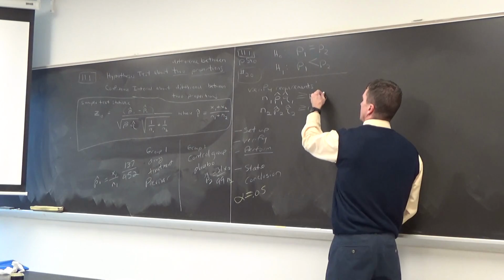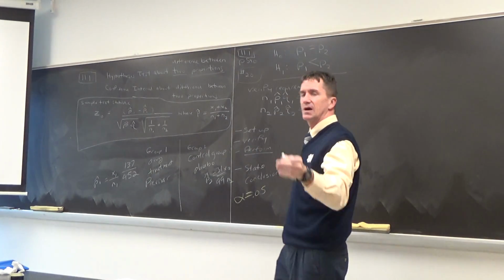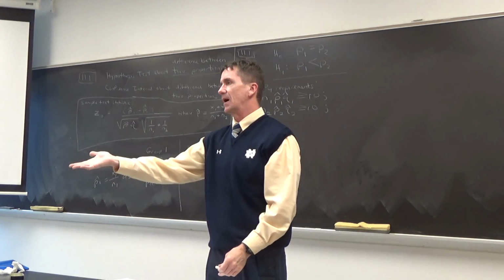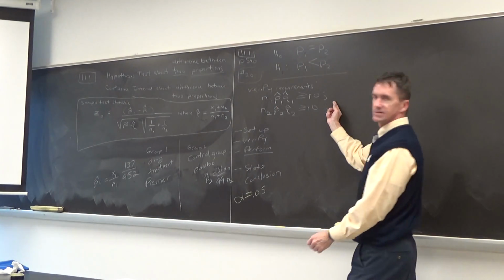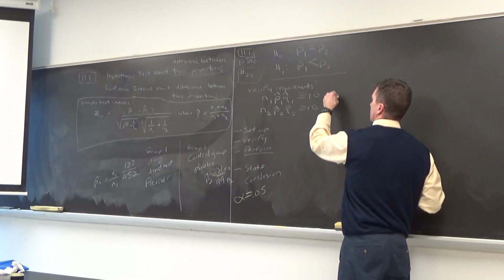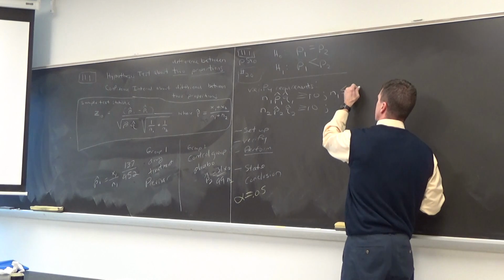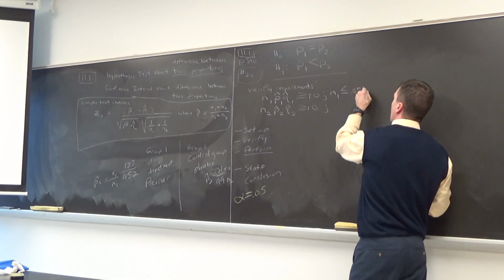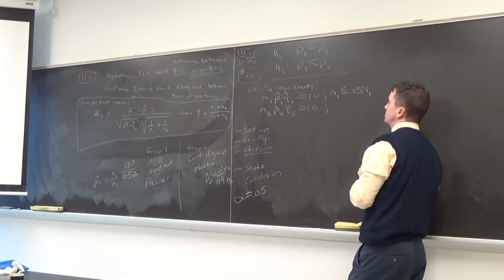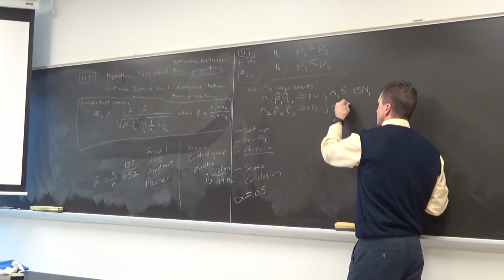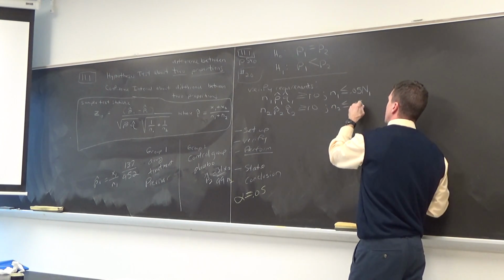Anything else? Oh yeah, do you remember this? Do you remember the sample size has to be less than or equal to 5% of the population size? So let's add that too, okay? n sub 1 has to be less than or equal to 5% of population size 1. n sub 2 has to be less than or equal to 5% of population size 2.